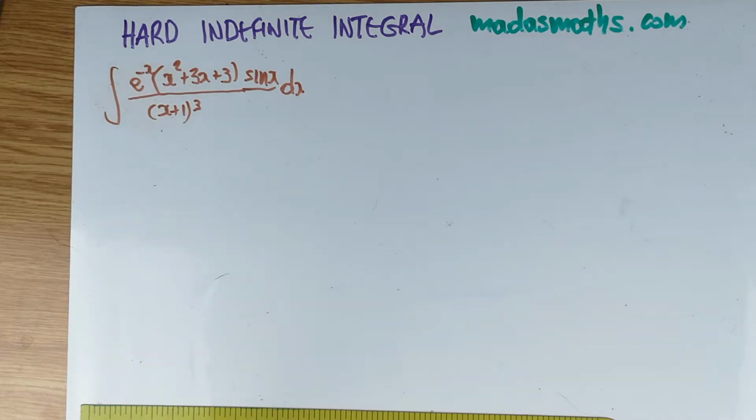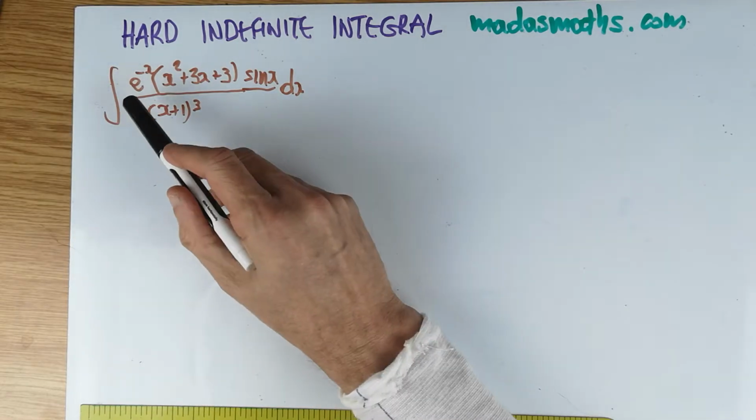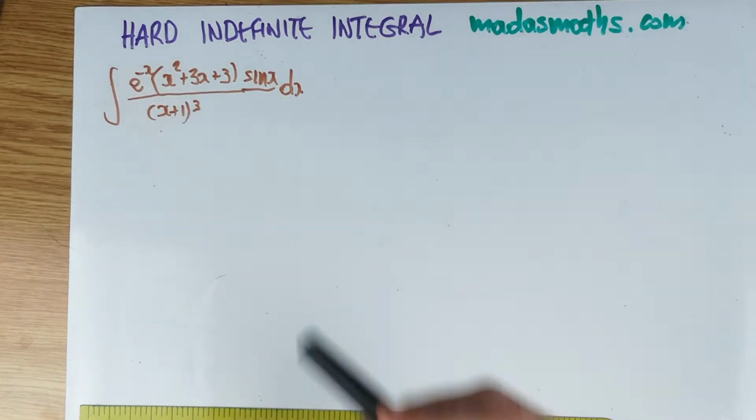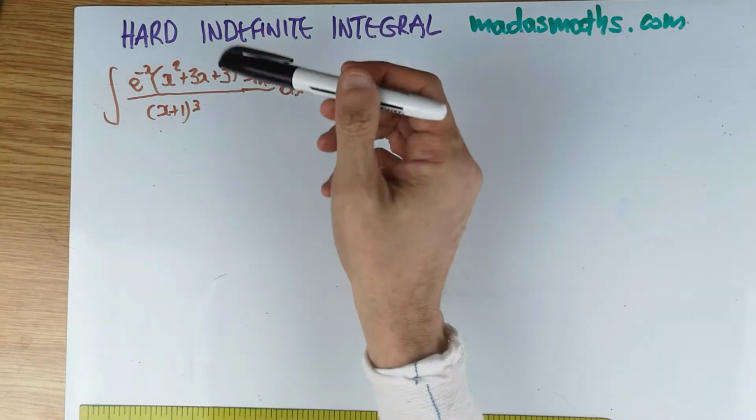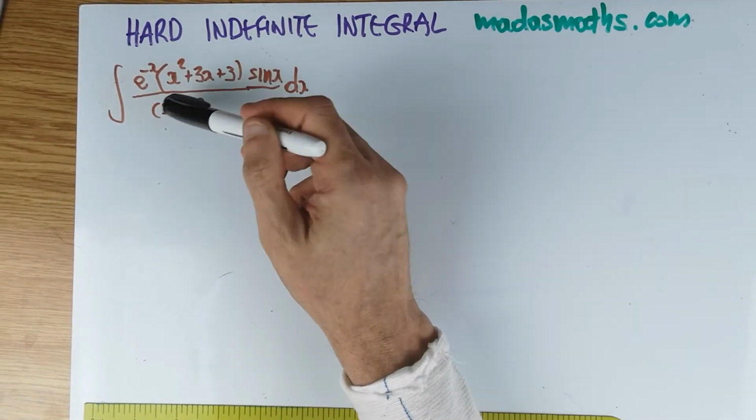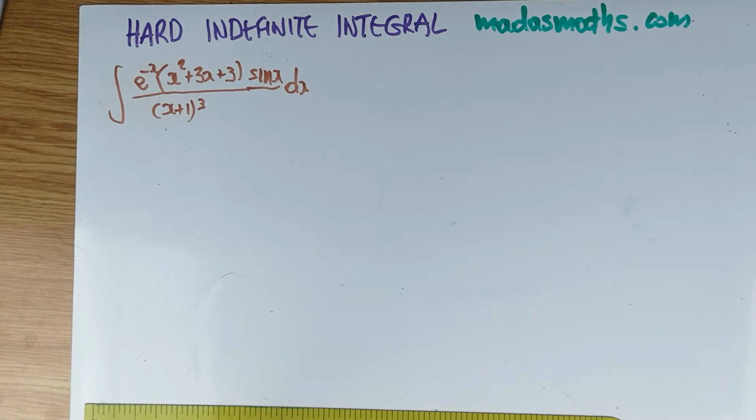It's indefinite, although I have seen this with limits as well. E to the minus x, bracket x squared plus 3x plus 3 close bracket, sine x over x plus 1, all cubed. What should be going through our mind when we see something like that? Well, obviously, start crying is a common emotion, but the next thing is to notice that all these quantities will involve some kind of integration by parts eventually.